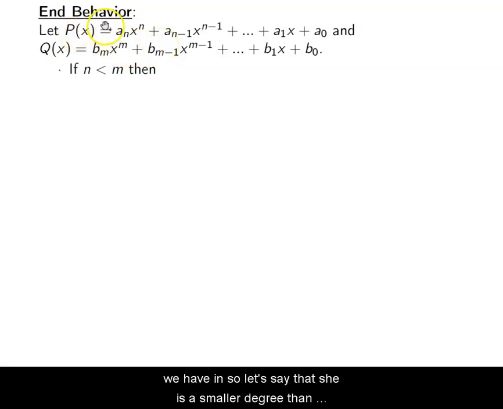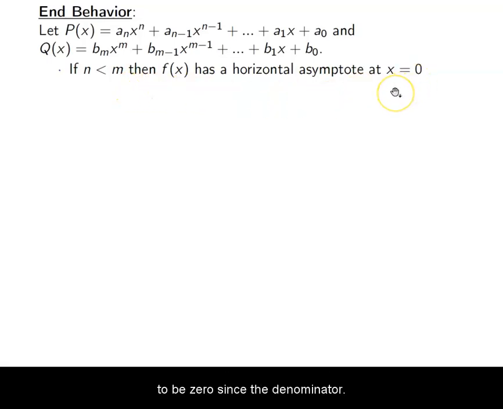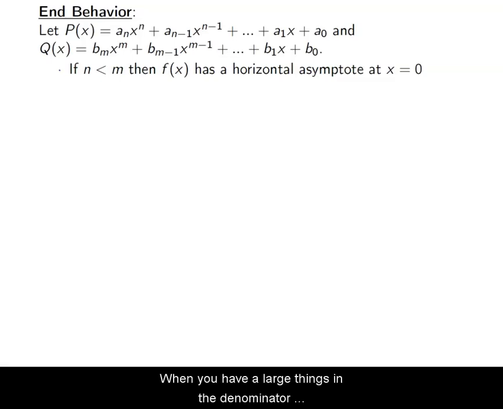So let's say that P is a smaller degree than Q. So the numerator has a smaller degree than the denominator, right? So I have bigger stuff on bottom than I do on the top. Then what's going to happen is that my horizontal asymptote is going to be 0. Since the denominator dominates the function for really large values, when you have large things in the denominator position, it means you're very close to 0, right?